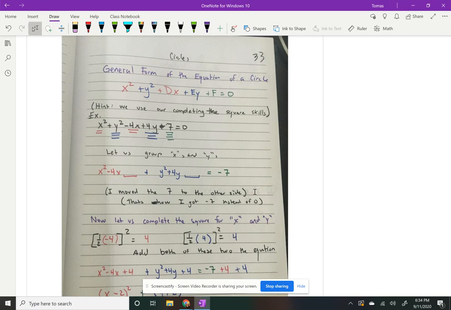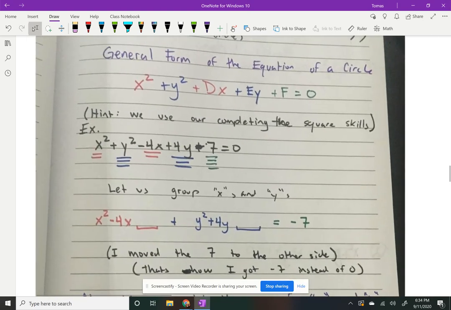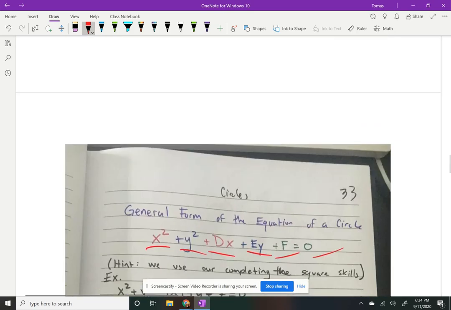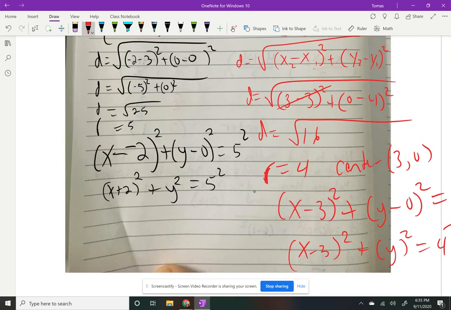Sometimes they'll give you this general form, right? So something that looks kind of crazy out there. They give you x squared plus y squared plus some dx plus ey plus a number, and it all equals 0. And you're like, what? All this stuff equals a circle, and yeah, it does. It really does. But we have to do some minor adjustments that make it look more like this, right? We want it to look like this.